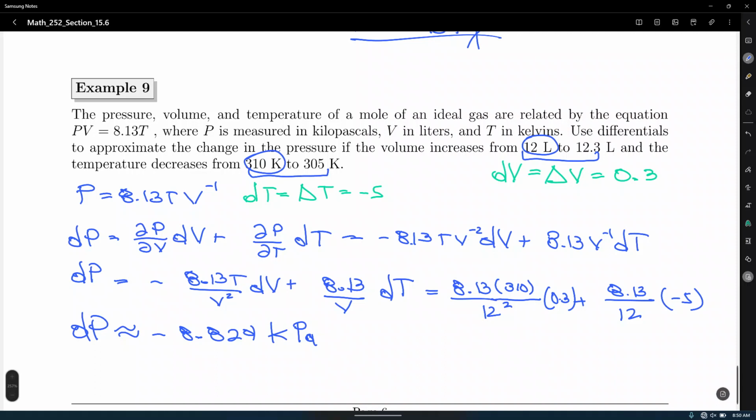Okay, but of course, that's just the approximate change. So if you wanted to get the actual change, just evaluate this function at the incremented values, that is 12.3, 305, minus the function evaluated at 12, 310, like we did it in the previous example. All right, but in this case, they're only asking us to get the approximated result, not the actual change.